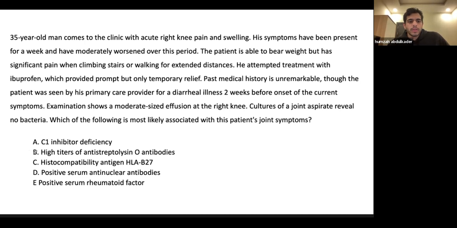So the answer here is C. What is the disease? It is seronegative spondyloarthritis. Specifically, this one is reactive arthritis. They said that he had diarrhea 2 weeks ago, right? What happens in reactive arthritis is you have some kind of GI infection, in this case most likely Campylobacter, and then afterwards you get arthritis, right?